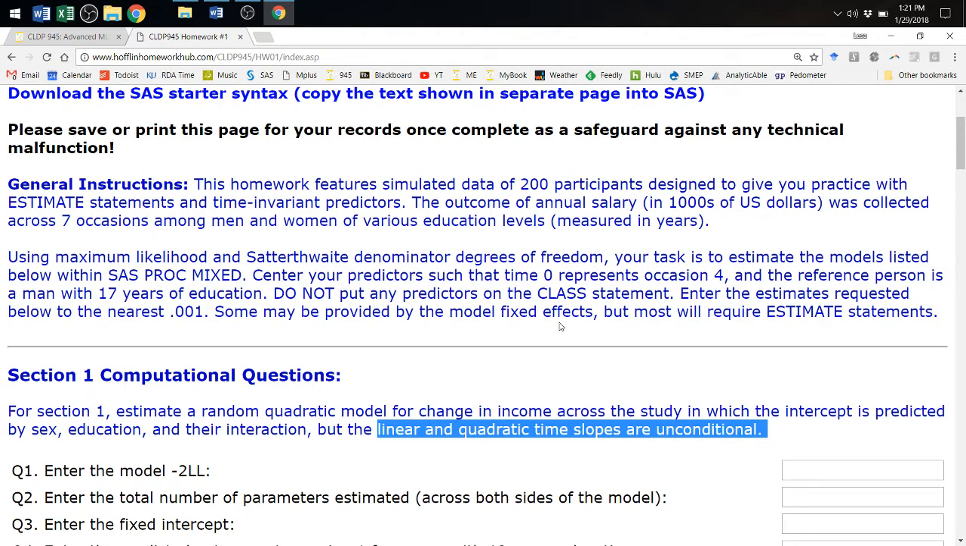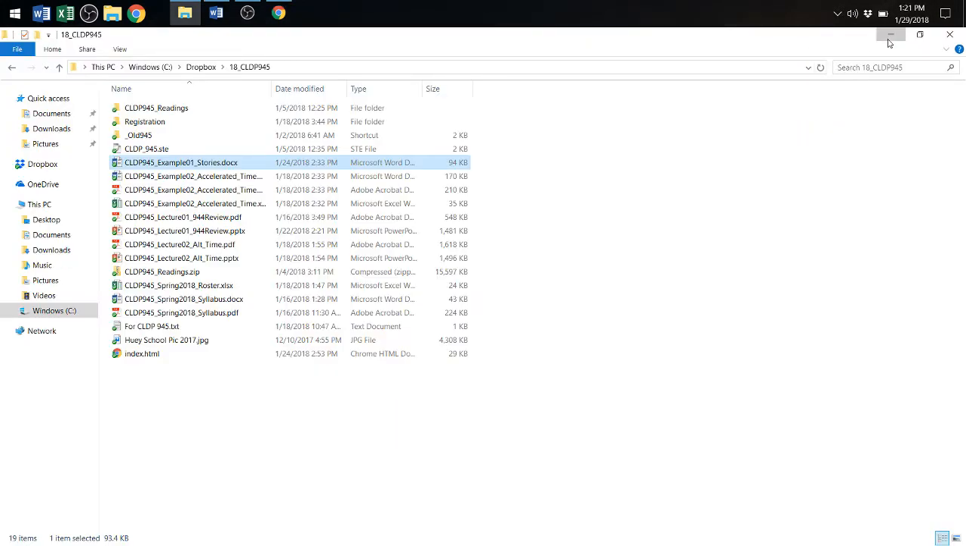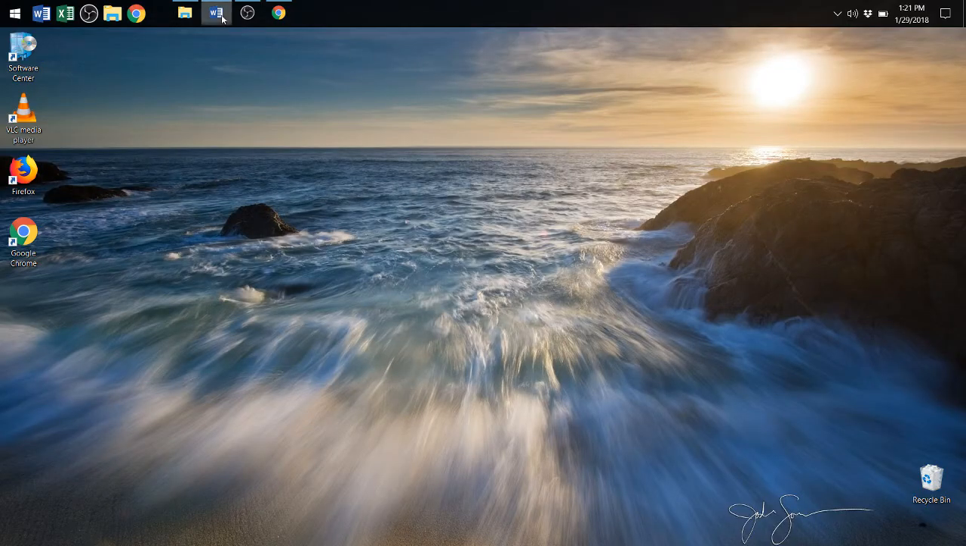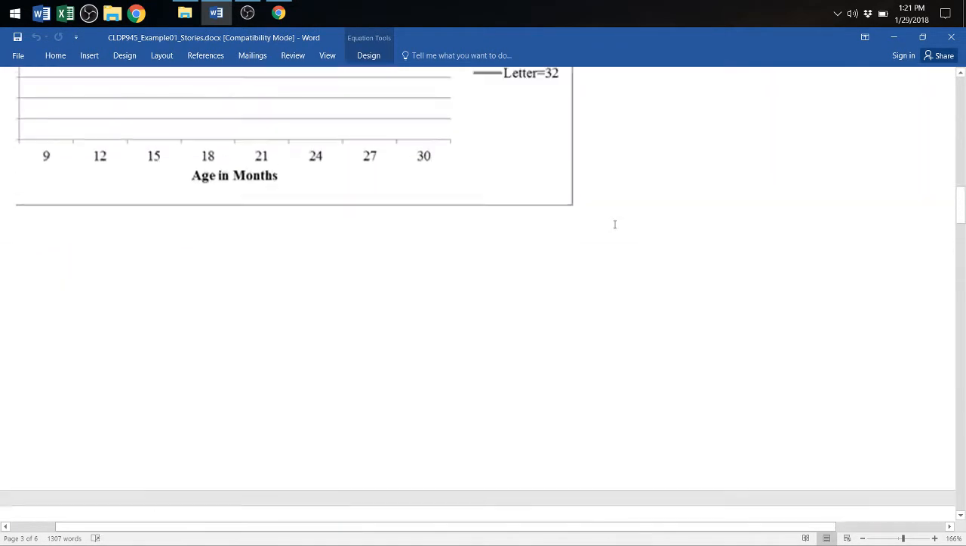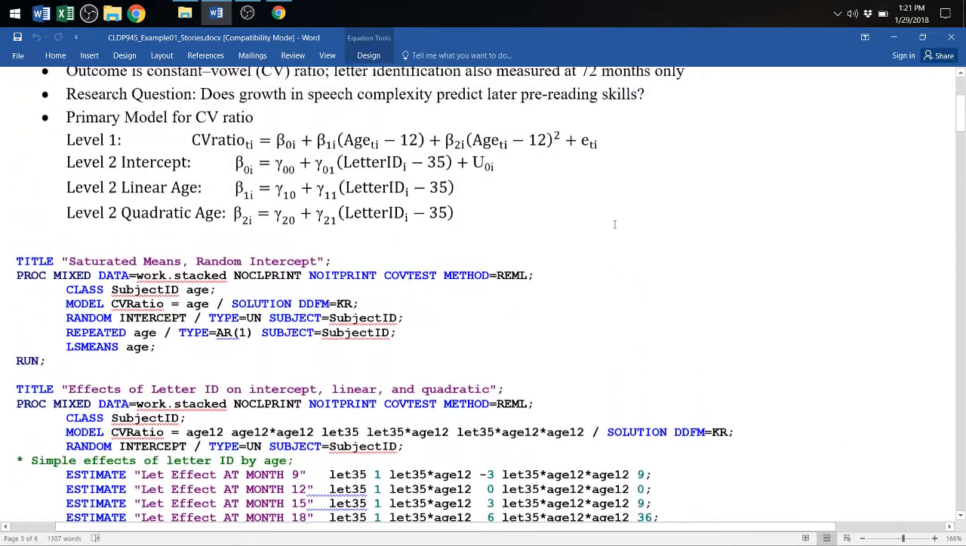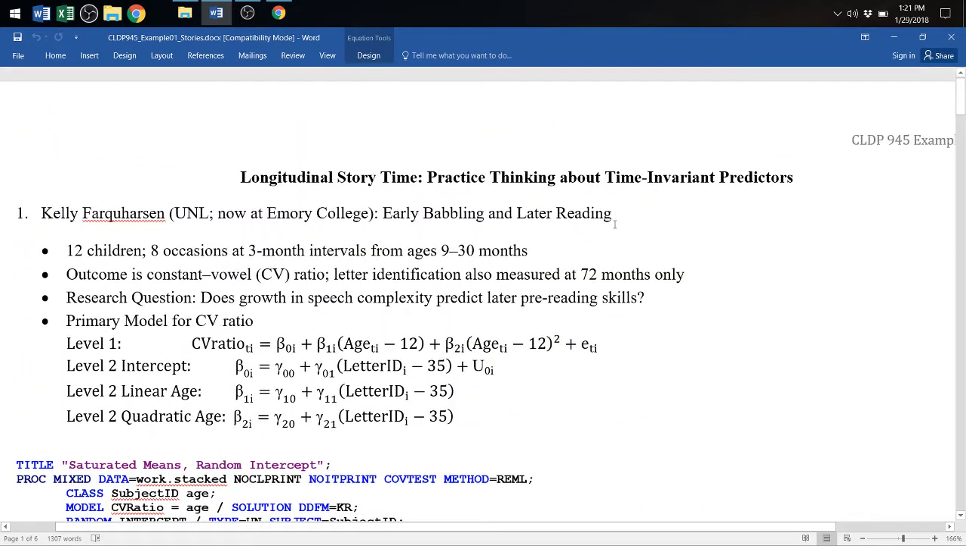Any other questions? Okay, then I will close this for now and pick up where we left off with story time, which we were also practicing estimate statements. So it is challenging initially, and still challenging to some extent even after practice, to listen to someone's description of their data and their questions and try to figure out what the model needs to look like to actually answer the questions. But this is a really important skill.